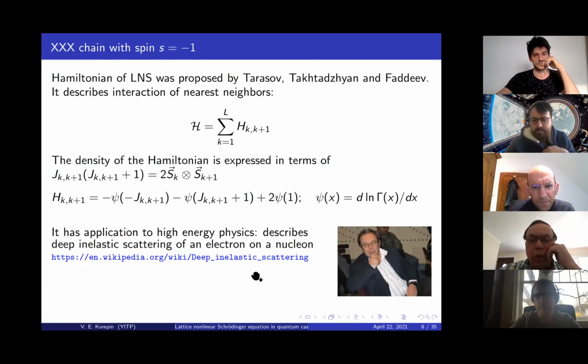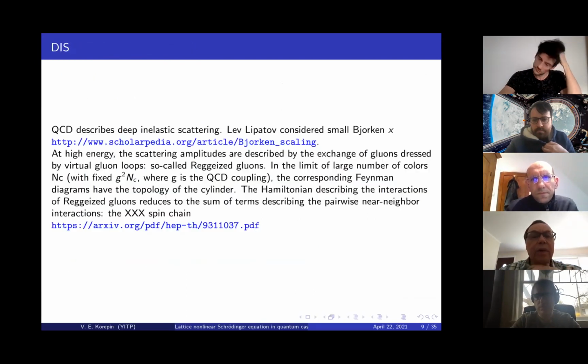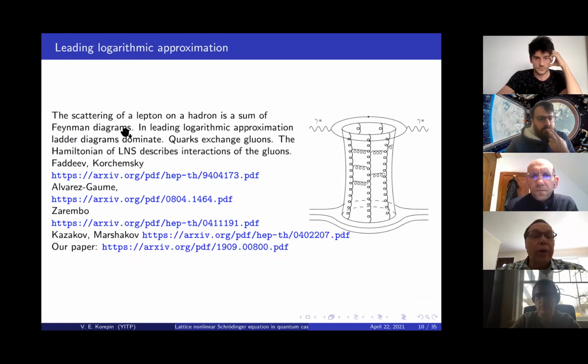This Hamiltonian also appears in high energy physics. It describes the deep inelastic scattering of an electron on a nucleon. So let me say a couple of introductory words about this. Lev Lipatov considered small Bjorken x, and in the limit of a large number of colors, he described the interaction of reggeized gluons by this XXX Hamiltonian. In other words, the scattering of a lepton on a hadron is the sum of Feynman diagrams in the leading logarithmic approximation.